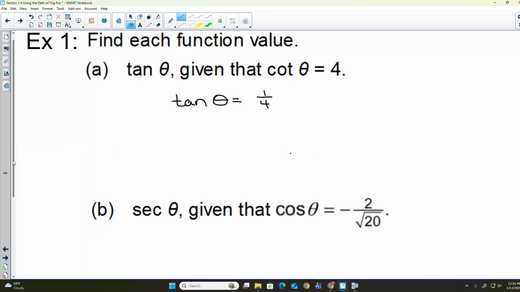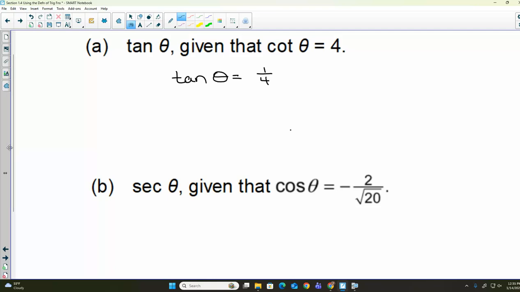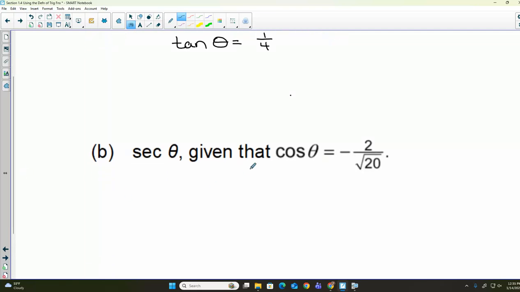All right? If I wanted secant, and I told you that cosine of theta was -2 over the square root of 20. So what would secant be? Radical 20 over -2. And the negative can go top, bottom, or out in front. Doesn't matter where. Now, for our final answer, we do need to make sure our radicals are always reduced.